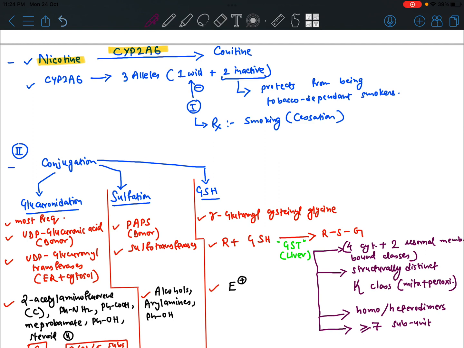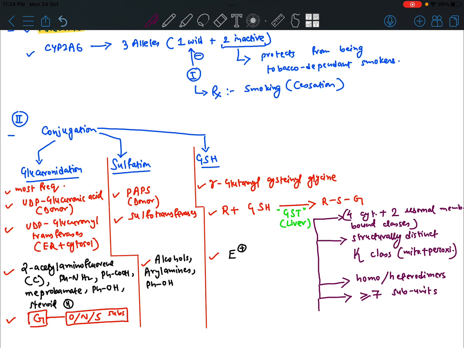Subunit types or subunits, whatever. The different subunits are induced by different xenobiotics, obviously. Now this GST activity is upregulated. So what should I write? Activity upregulated in many tumors.